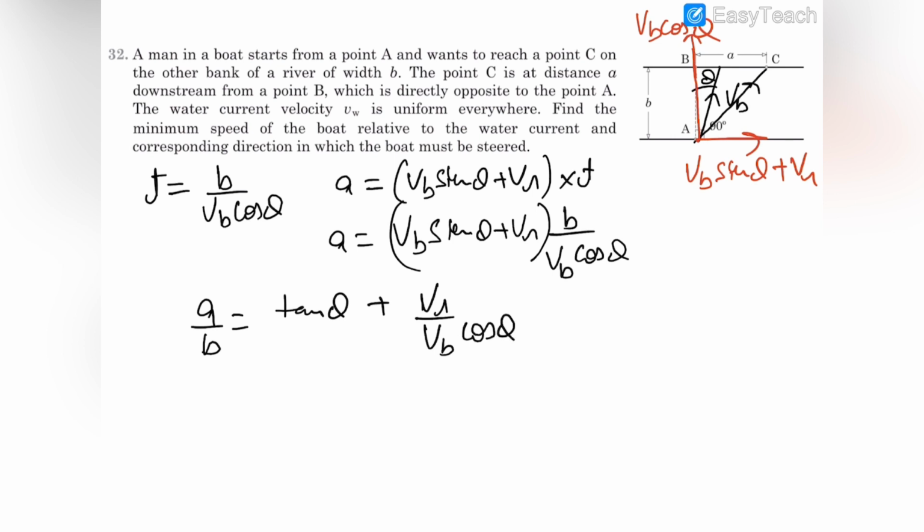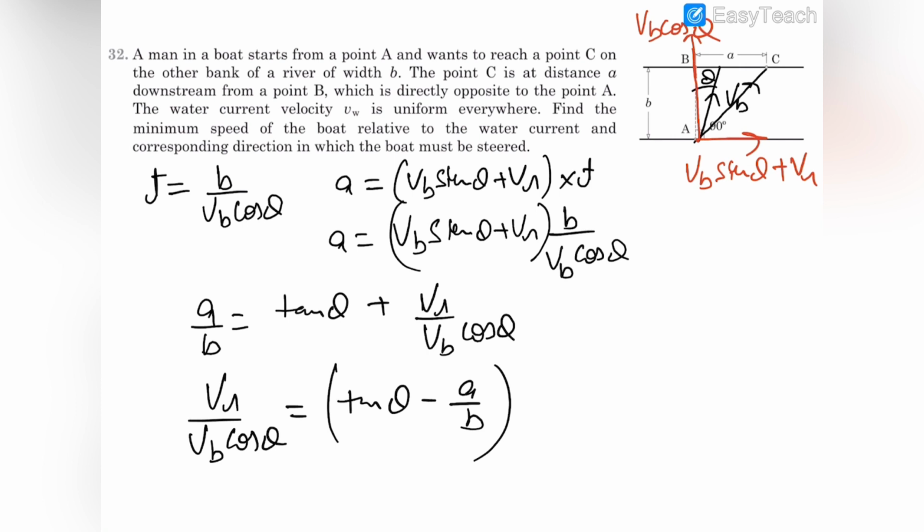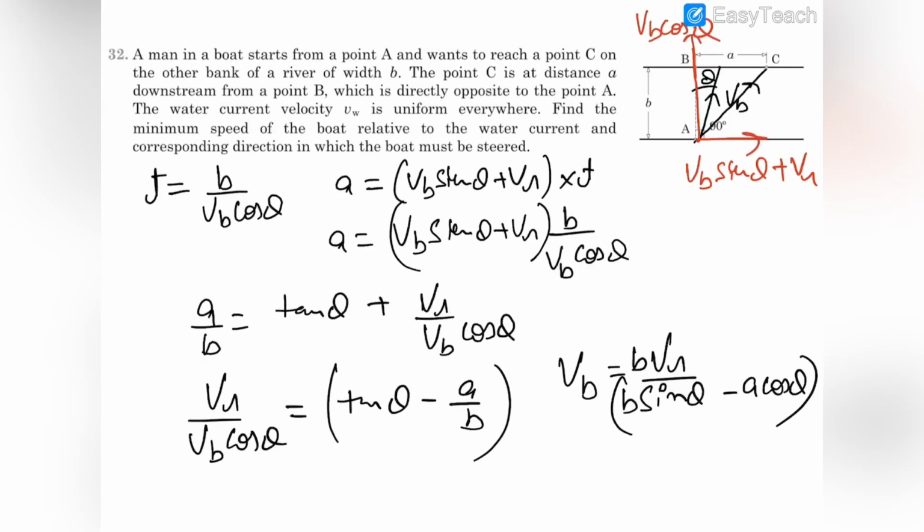So you can see that VR by VB cos theta is equal to tan theta minus A by B. Okay, now VB will be equal to VR upon, I am taking the LCM, sin theta, B sin theta minus A cos theta, and here it would be B. Okay, so I am writing it again: VB will be equal to B VR upon B sin theta minus A cos theta.